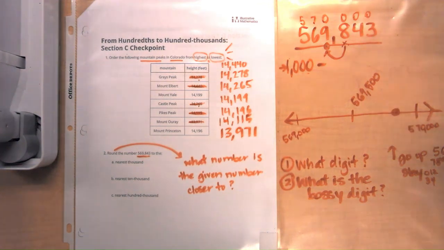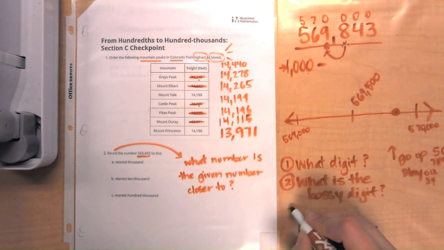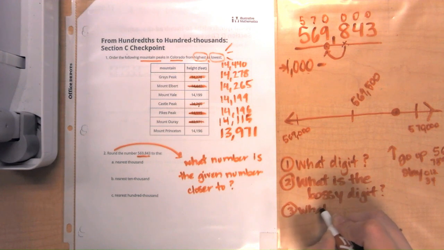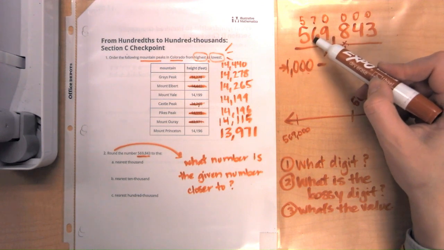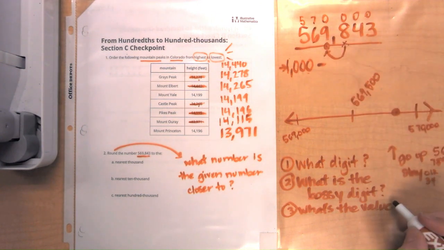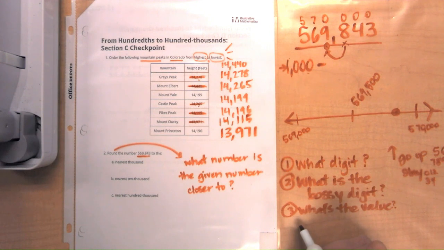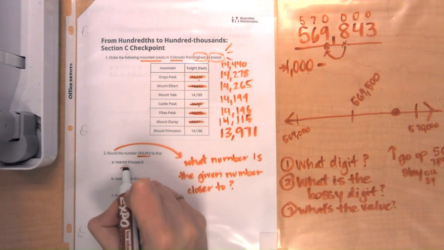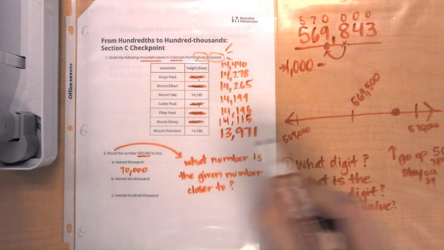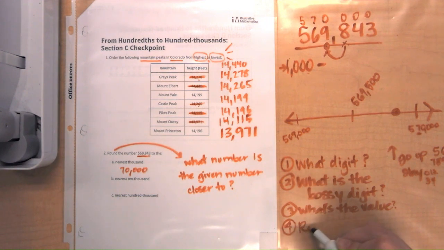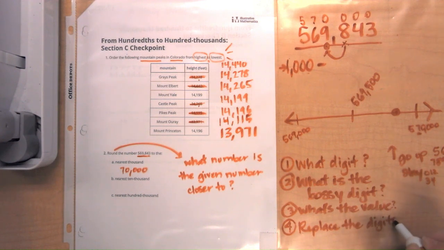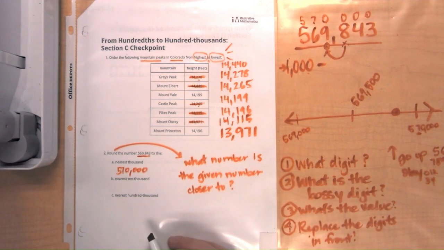And then the value of the 9, what's the value? That's the next question. The value of the 9 is 10, which changes the 6 to a 7. And then we have 70,000. It's closer to the 70,000. The step that a lot of students forget is replace the digits in front. A lot of people forget to put those digits back there.